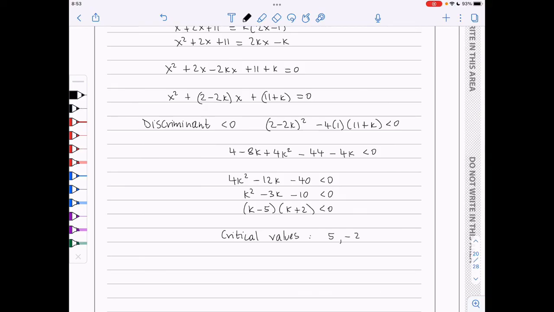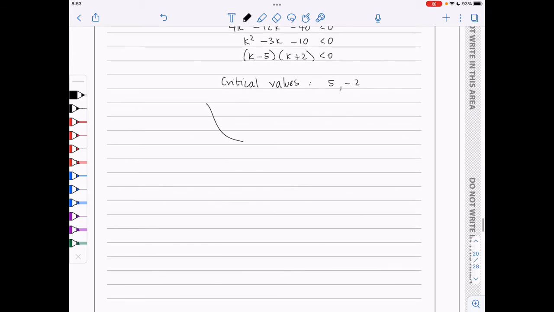I will quickly draw a smiley parabola to see the critical values and decide the region I want. So this is -2, this is 5. It goes plus, minus, plus. We want to be less than 0, so we want to be in between the -2 and the 5. So my answer is -2 < k < 5.